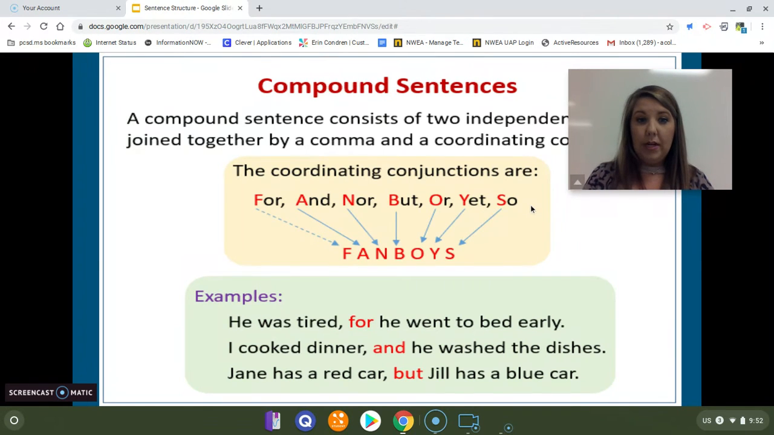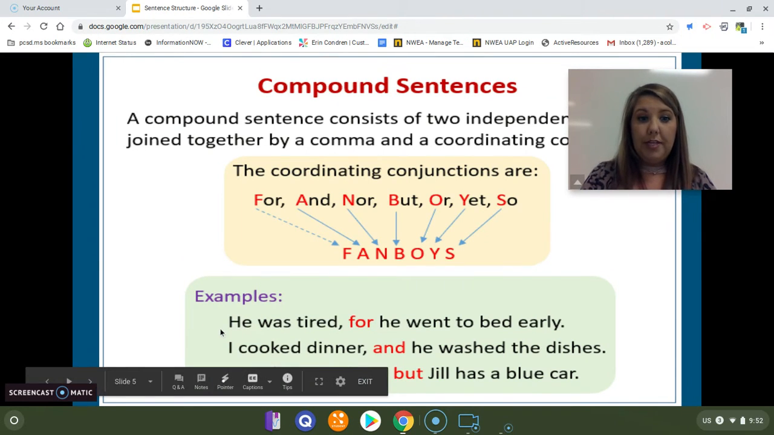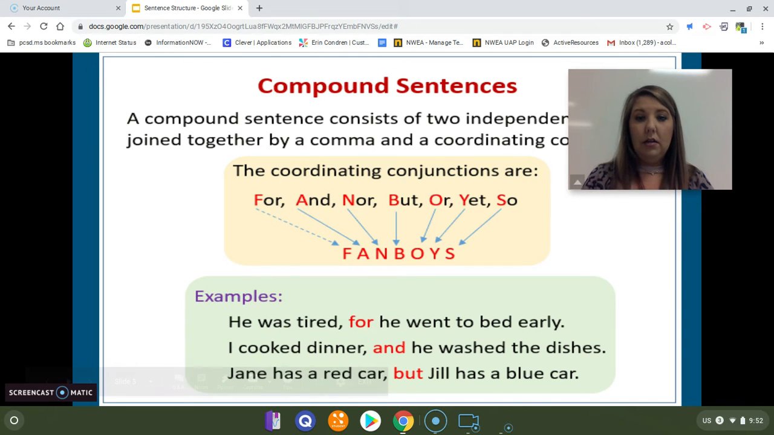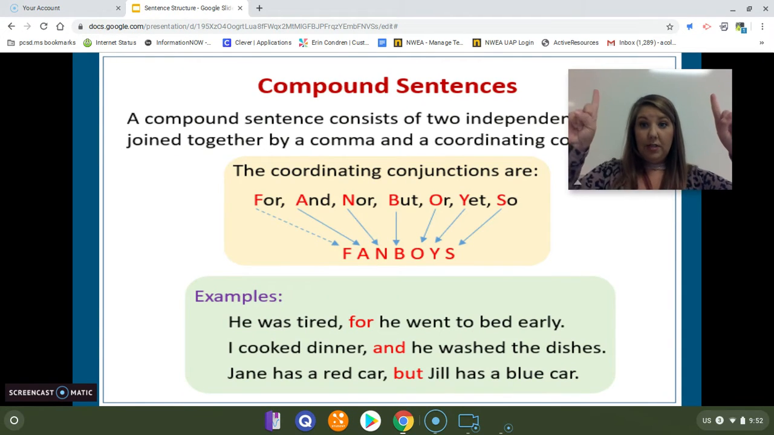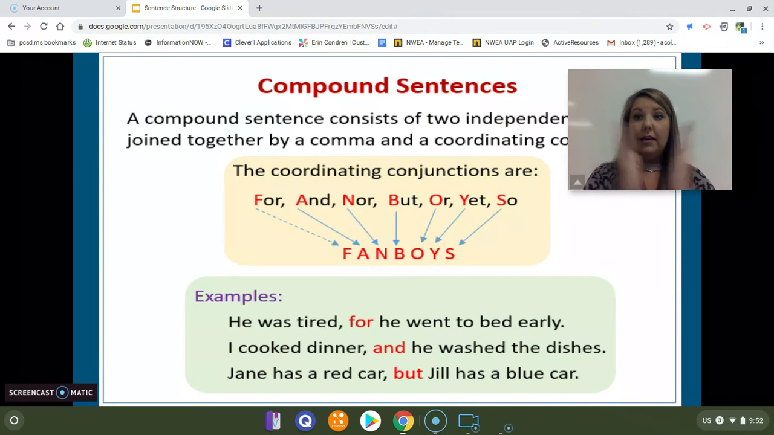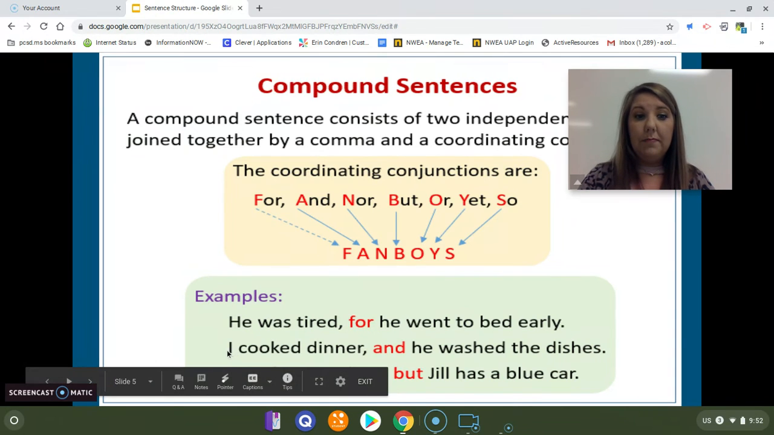Those are our fanboys. So if you'll look at our examples here, he was tired, comma, for he went to bed early. Those are two separate sentences. He was tired. He went to bed early. You're going to merge them, bring them together. He was tired, comma, for he went to bed early. Now it's a compound sentence. Okay, let's look at the next one.